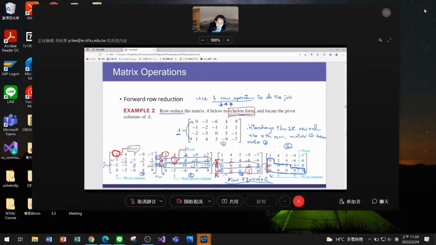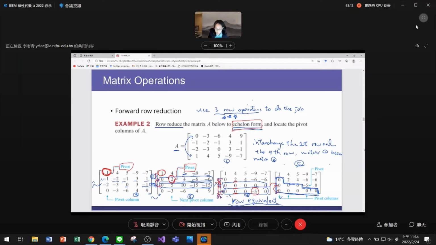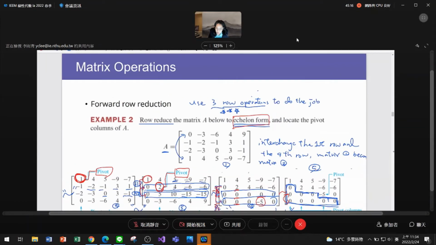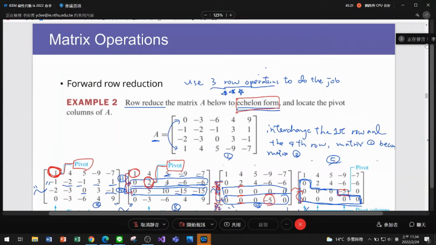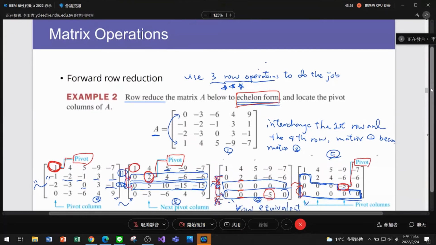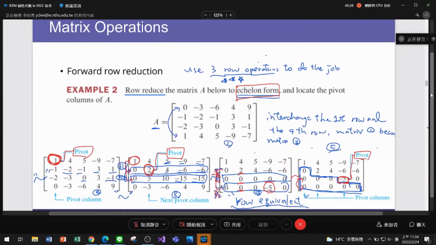Again, another important guy. And after we do the interchange, some values appear right here. So at this position, we also call this one pivot, because the position it's located at is important.